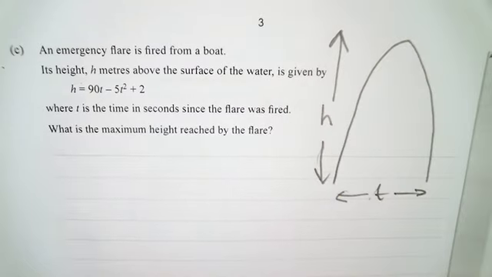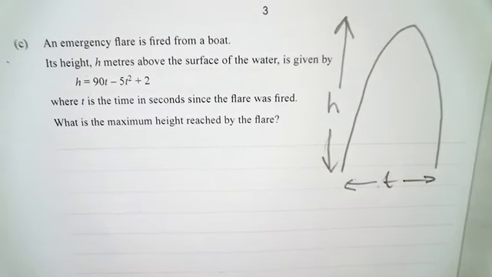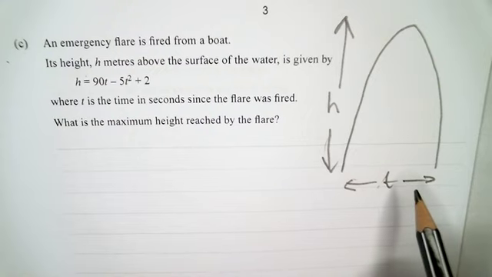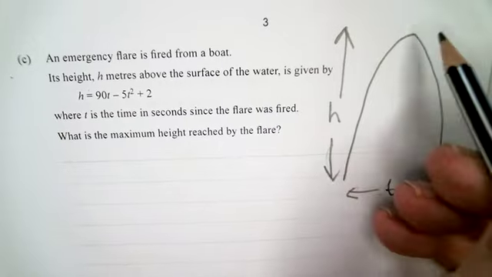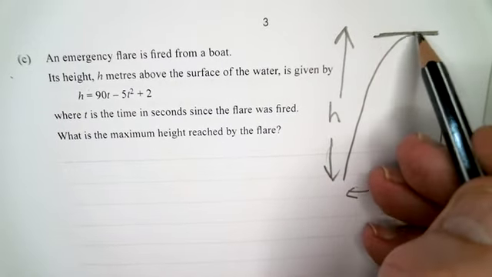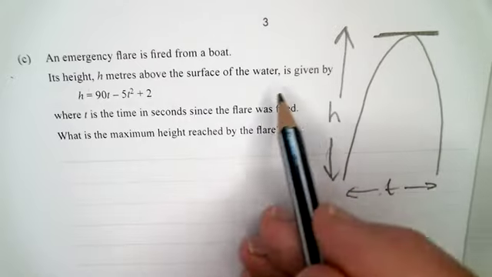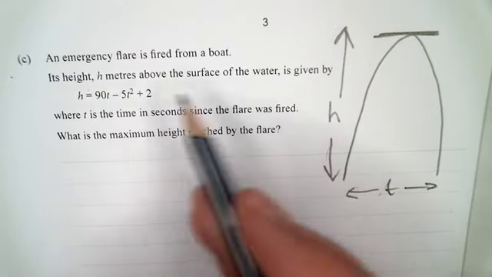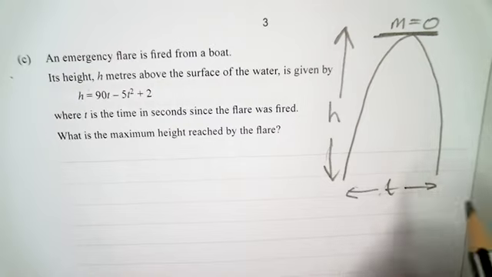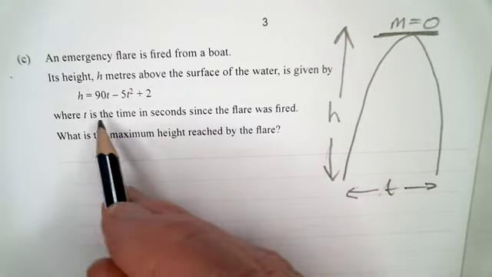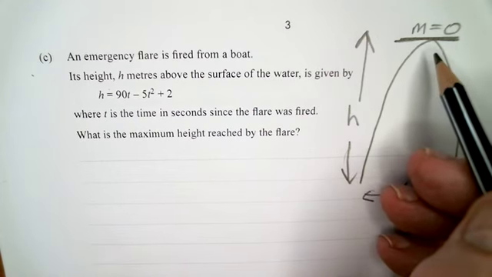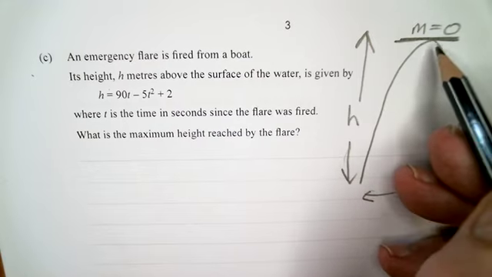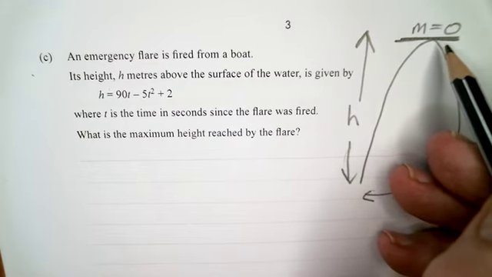So we're wanting to find, first of all, the time it takes to reach the maximum height. Well, the maximum height is this bit at the top here, and the top there is where the gradient happens to be 0. So if we found the gradient function of this and made it equal to 0, then we could find the time it takes to get up there.